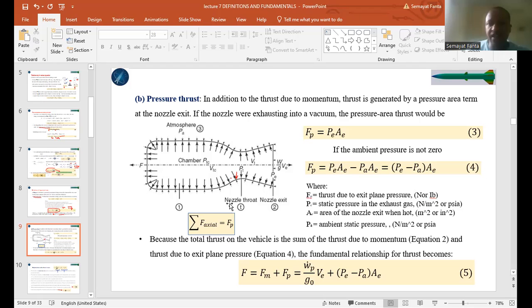in the x and y directions, resolving, axial direction means, let's say, x. The x components have an effect on our pressure thrust. Okay.